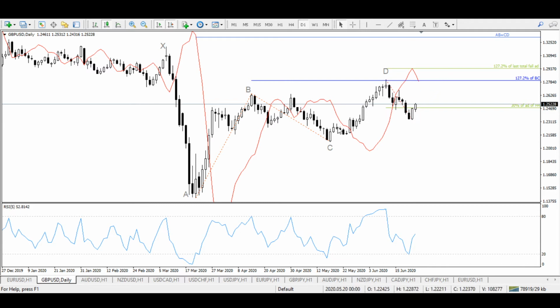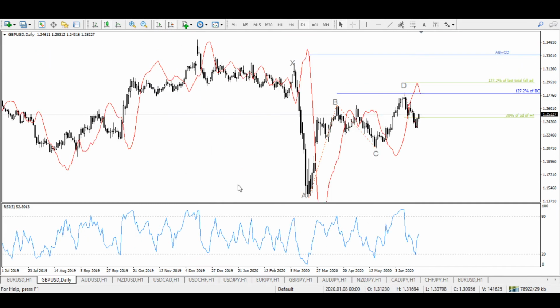We will have a similar kind of pattern, and that is three drive. This will be the first drive from A to B, then the second drive is C to D, and the third drive will be from this point to 127% of the total fall from D, 127% of the last retracement.